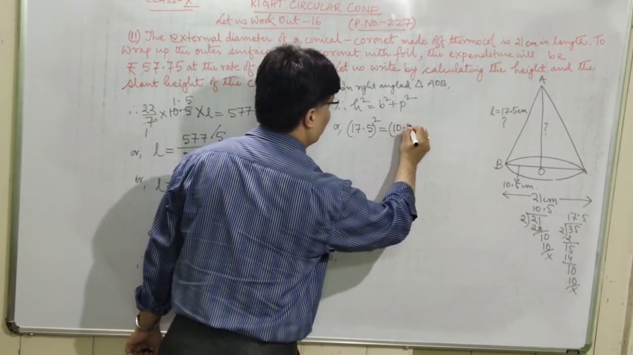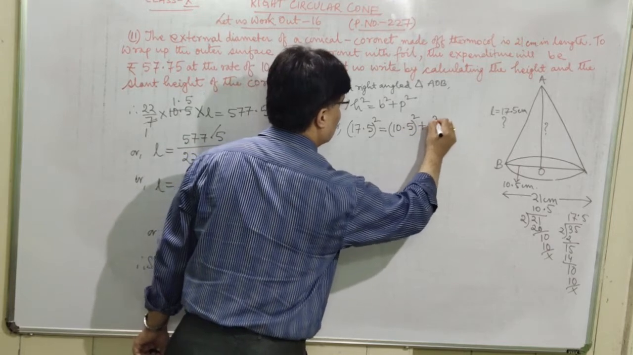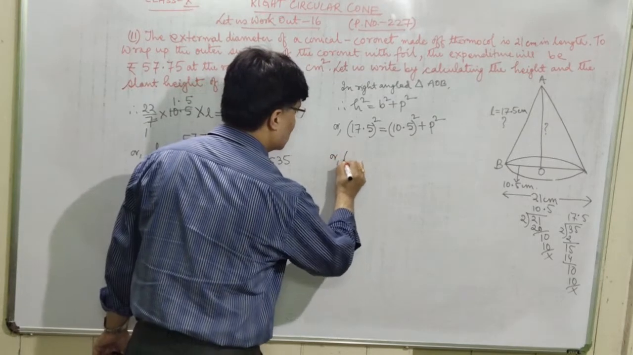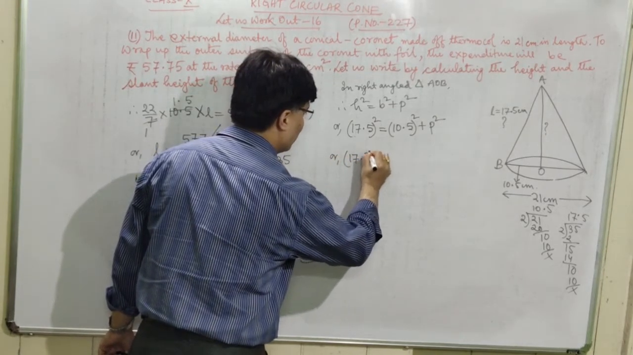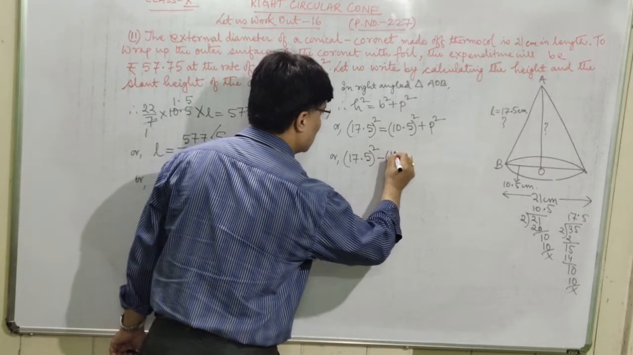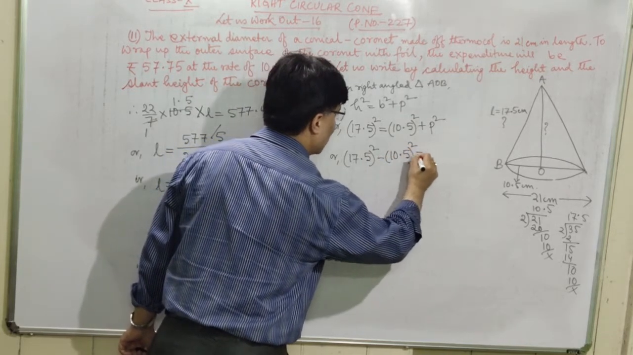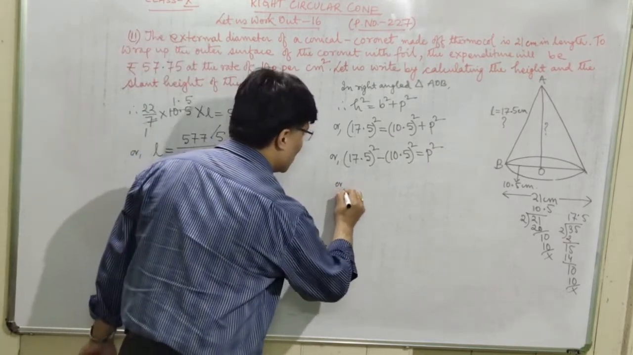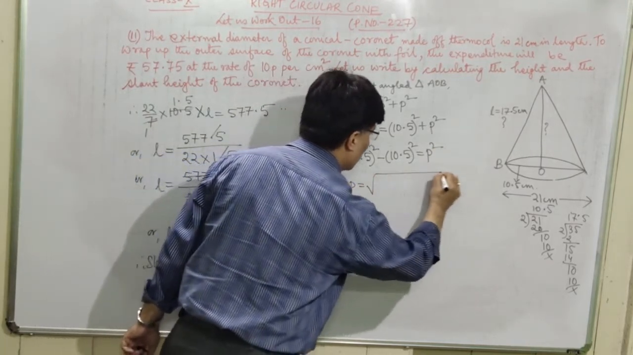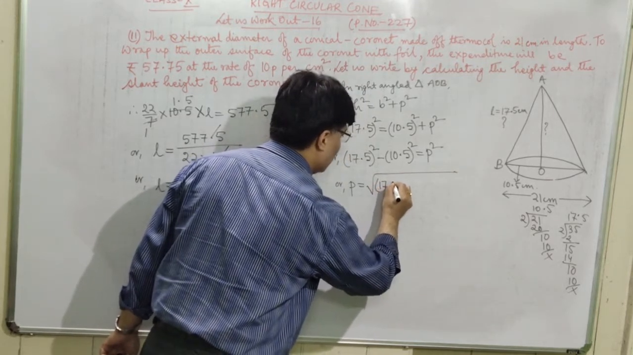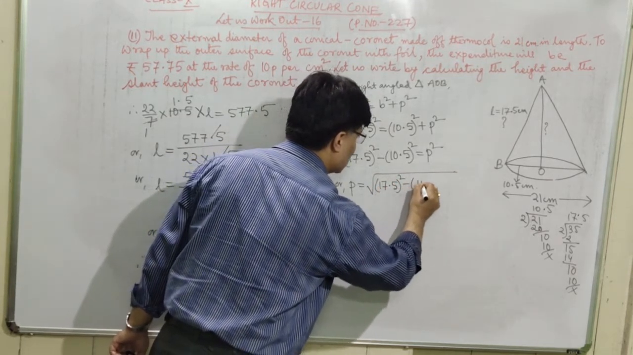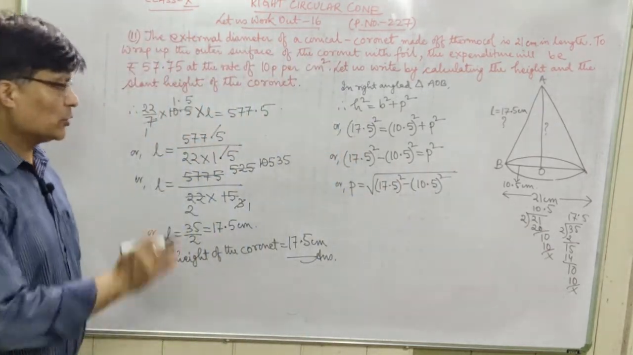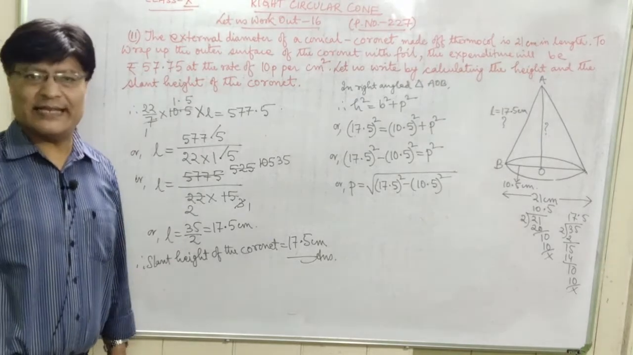It is 10.5 whole square plus this is your p square. Is that clear? So this is your 17.5 whole square minus 10.5 whole square is equal to p square. Or you may write p is equal to the square root of 17.5 whole square minus 10.5 whole square. So now what is the easiest method in this case?